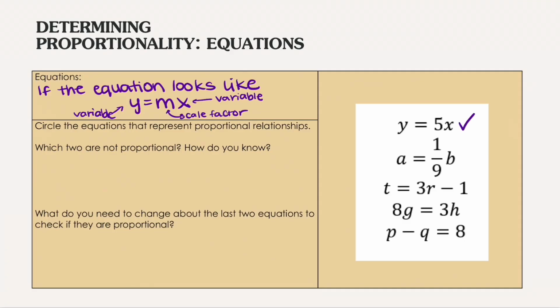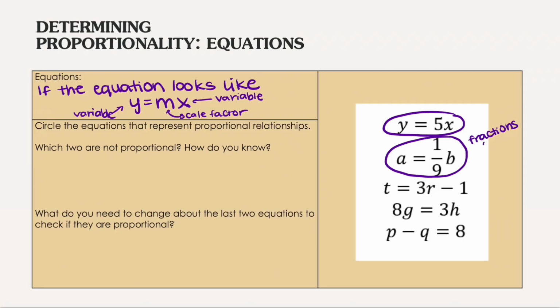So if I look, I can see the first one is obviously in that format, y equals 5x. M has to be a number. The next one, a equals 1/9 b, is also okay. Fractions are fine. They are just a number. As long as m is a number, it's fine. The next one is not, because we're subtracting 1. We cannot be adding or subtracting anything if it's a proportion.